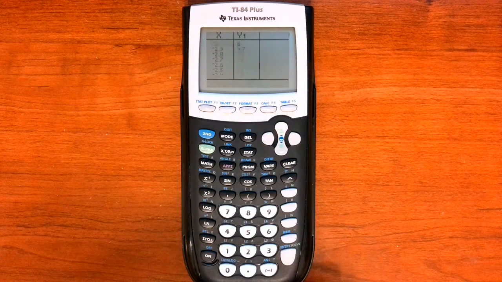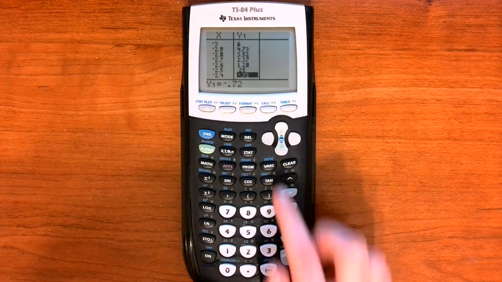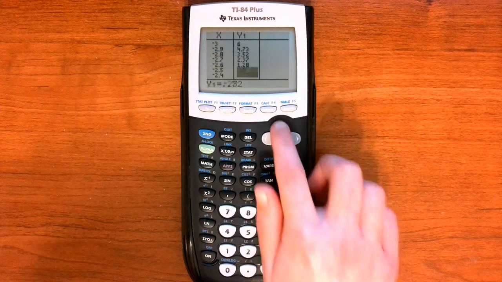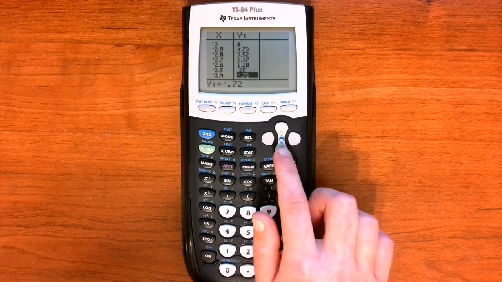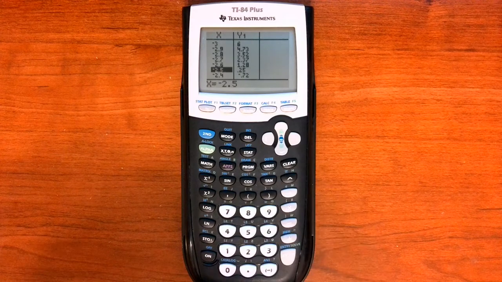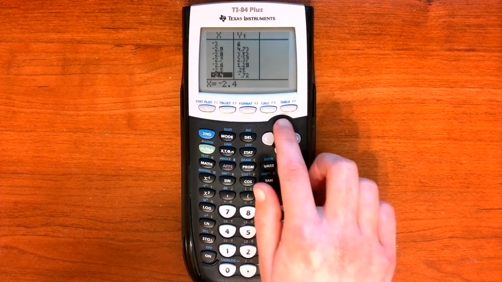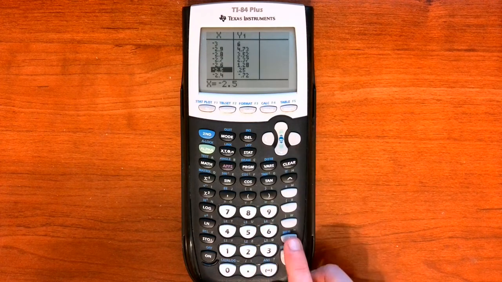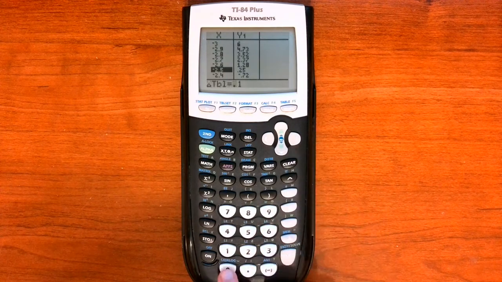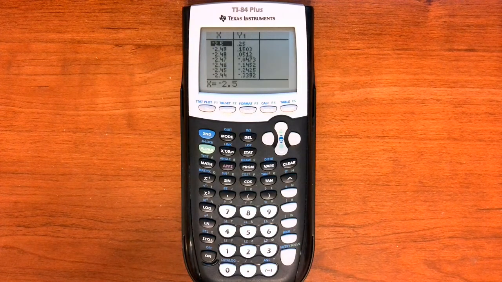Press enter. Now somewhere between here and here, y1 is 0 because here is positive and here is negative. So y1 is 0 somewhere between when x is negative 2.5 and x is negative 2.4. So go to when x is negative 2.5 and press plus. Enter in 1/100th and press enter. Continue doing this pattern until you have the desired precision.